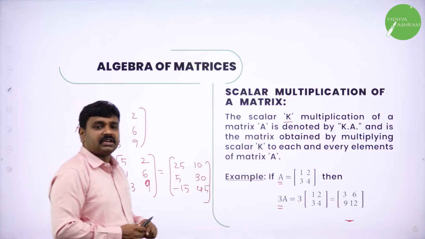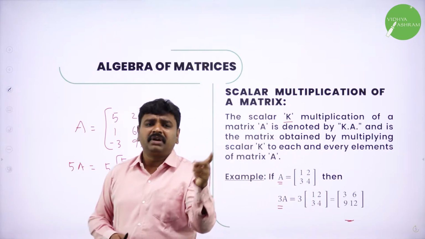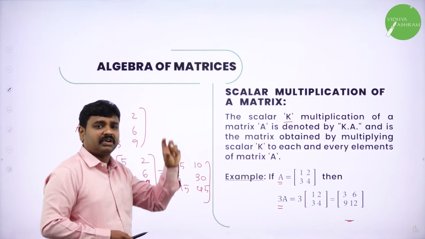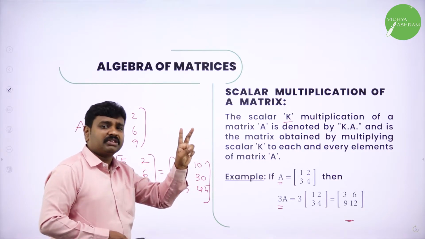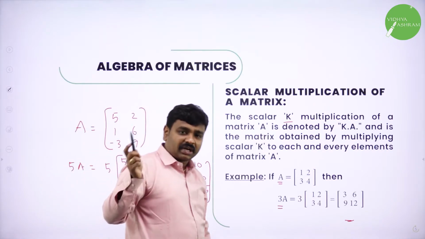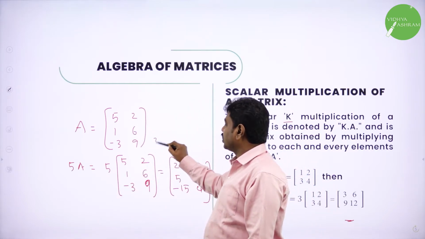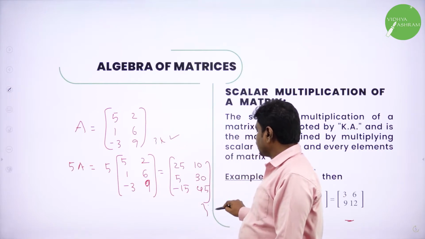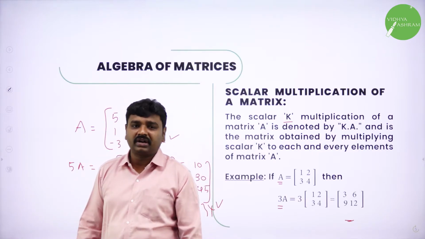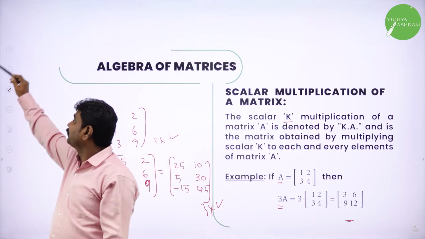So scalar multiplication of a matrix means multiplying a number to a matrix. How to multiply a number to a matrix? Multiplying the number to each entry or each element of the matrix. That's it. 2A means multiply 2 to every element of the matrix A. 2B means multiply 2 to each element of matrix B. This is scalar multiplication. By scalar multiplication, the matrix order does not change. See, earlier 3 cross 2, after you multiply, it is also 3 cross 2. Order remains the same. And to multiply a scalar, we are not bothered about the order of a matrix. For any ordered matrix, you can multiply a scalar.